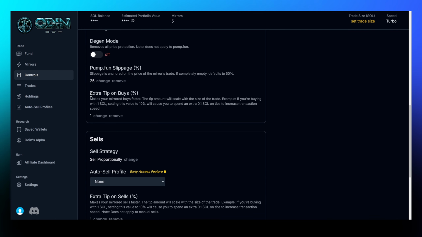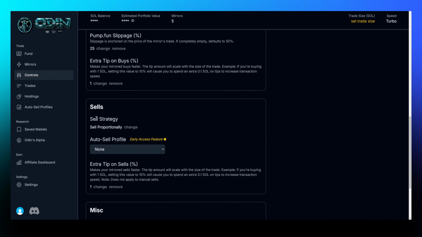Next on, we have the extra tip on buys, which determines the extra amount of Solana that you want to put on top of your transaction value to execute your buys faster. Keep in mind that this is based on your original trading size, which means that if you ape with 1 Sol and your extra tip on buys is 10%, you will spend an extra 0.1 Solana to increase the transaction speed. Me personally, I keep it between 1 and 3%, but it really depends on the wallet you're copy trading.